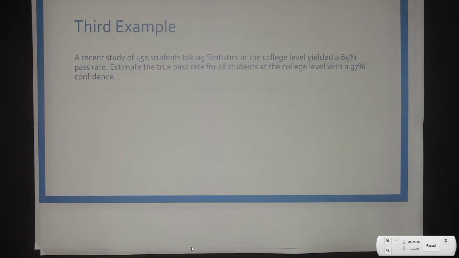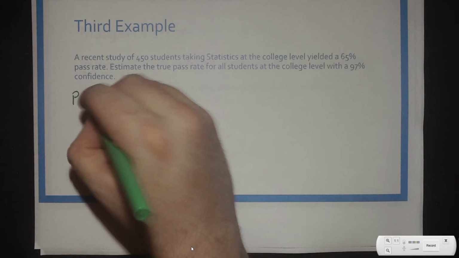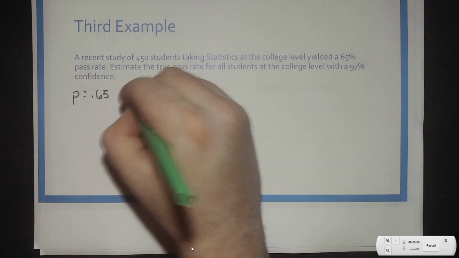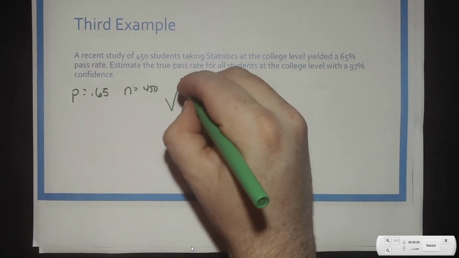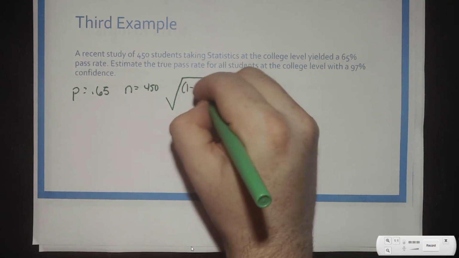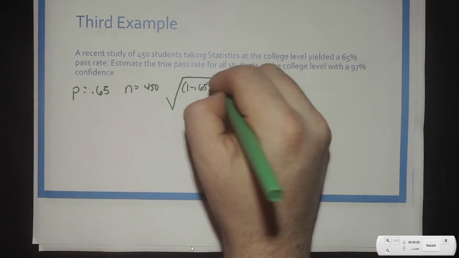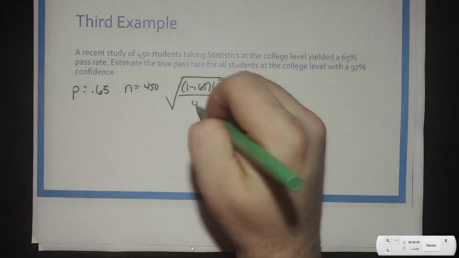Now, third example. A recent study of 450 students taking statistics at the college level yielded a 65% pass rate. Estimate the true pass rate for all students at the college level with a 97% confidence. Okay? So, once again, we have a P that's equal to 0.65. We have an N that's equal to 450. And we're just going to go ahead and find our standard deviation, which is 1 minus 0.65 times 0.65 over 450.